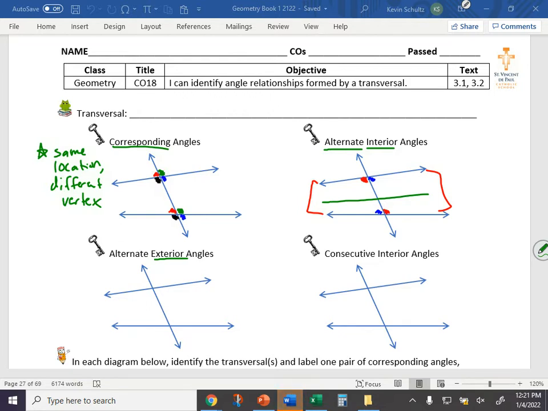So alternate still means opposite sides of the transversal. Exterior means outside the lines. If I highlight this angle up here, it's on the left side of the transversal, outside the lines. The alternate exterior angle would be down here, on the other side of the transversal, also outside the lines. Alternate exterior angles: alternate sides of the transversal, outside the lines. The other pair would be the top right one here, and then this bottom left one over here.